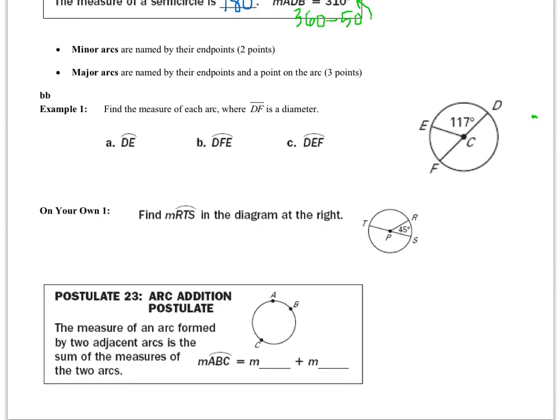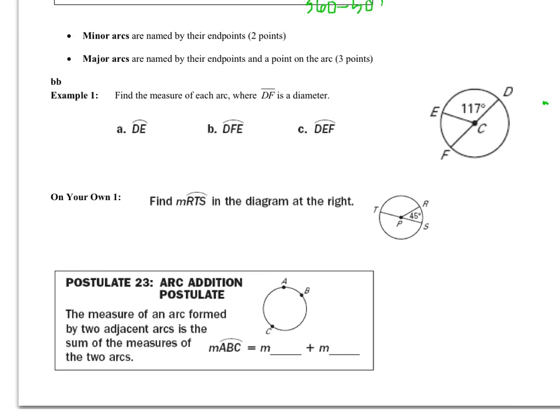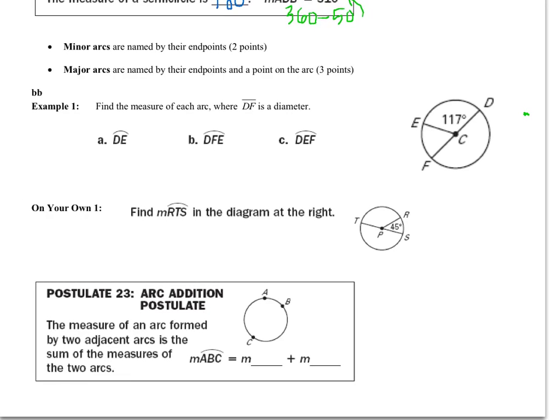All right, so let's do this example here. It says find the measure of each arc where segment DF is a diameter. Since we know segment DF is a diameter, right here, segment DF, that's a diameter. We know halfway around is 180 degrees. So first it says we want to find the measure of arc DE. So arc DE, well, that's this angle right here. So that arc DE is 117 degrees.